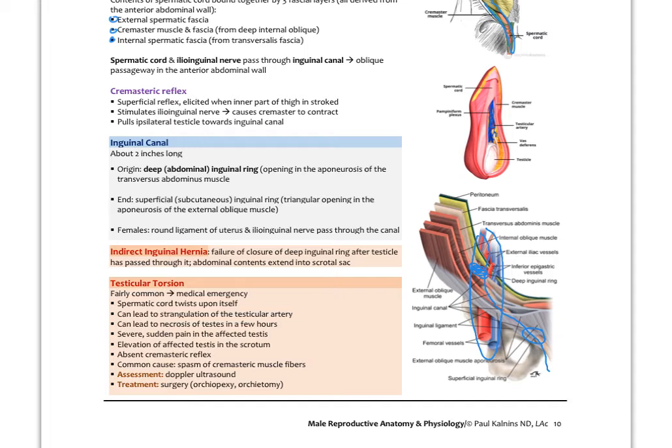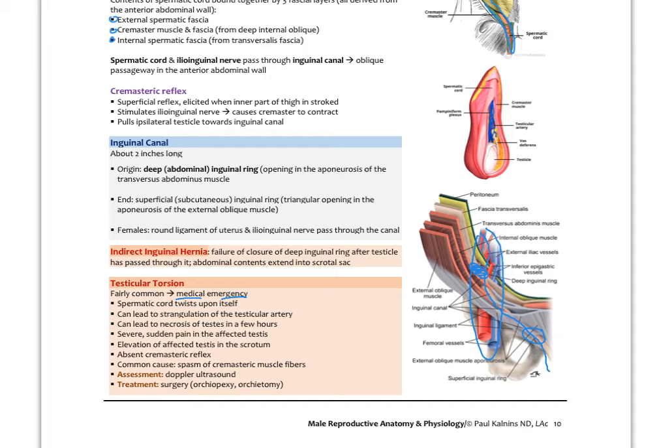One important medical emergency is testicular torsion. Fairly common, so you should be aware of it. This is considered a medical emergency. And what happens here is the spermatic cord actually twists upon itself, and that can lead to strangulation of the testicular artery, causing ischemia and a potential infarction of the testis that's supplied by that artery. And that can cause necrosis of the testes within just a few hours.